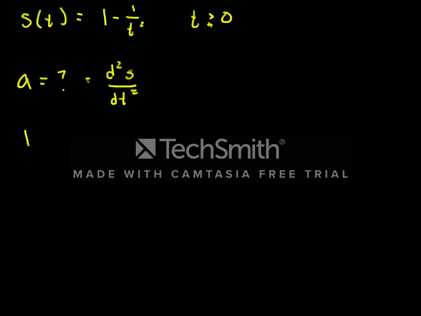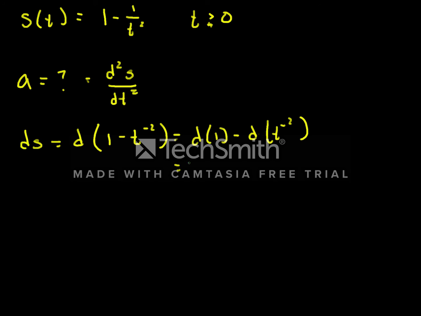So, the differential of s is the differential of 1 minus t to the negative 2, which is equal to the differential of 1 minus the differential of t to the minus 2. Exponent or power rule, so this is minus 2 t to the minus 3 dt. That would be our velocity differential, the differential of s, that's associated with our velocity. So the acceleration is the differential of that.